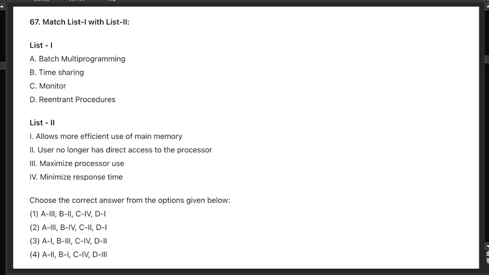Now let's see this question. Match list 1 with list 2. List 1 is given as A batch multiprogramming, B time sharing, C monitor, D reentrant procedures. List 2 is allows more efficient use of memory, user no longer has direct access to the processor, maximize processor use, minimize response time. Now what is batch multiprogramming? This technique allows multiple jobs to be processed in batches, maximizing processor use. So I think we should write what all these things are so that we can easily match with list 2. So let's do it.